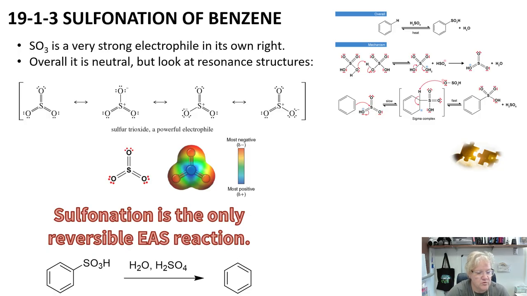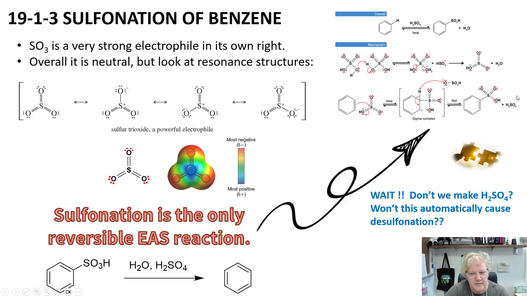Now, if you're with me, your little brows should be going together, thinking, now wait a minute. Don't we make sulfuric acid, and won't that automatically desulfonate and just give us benzene? Why do we bother running this reaction? Because we're never going to get the sulfonated product. We're always going to push it right back towards the benzene. Why would we do this?